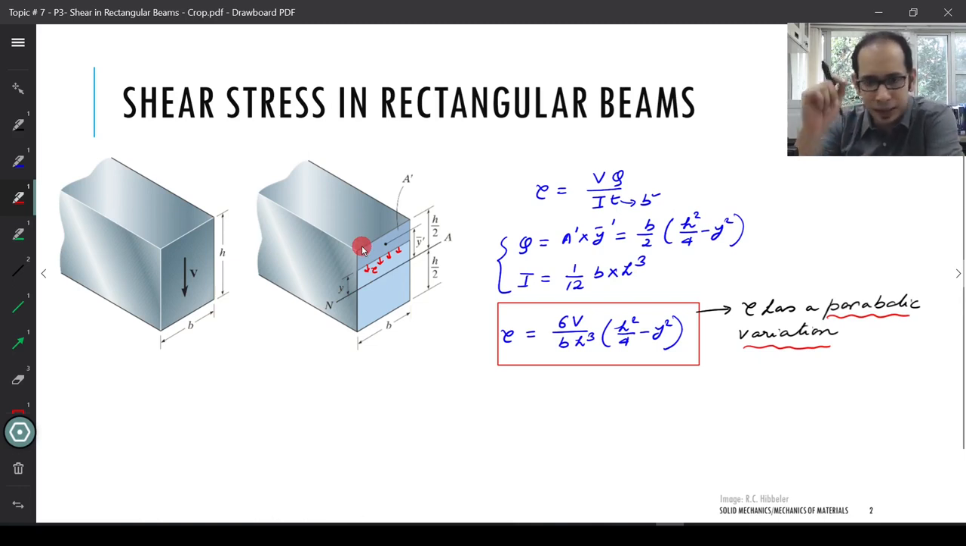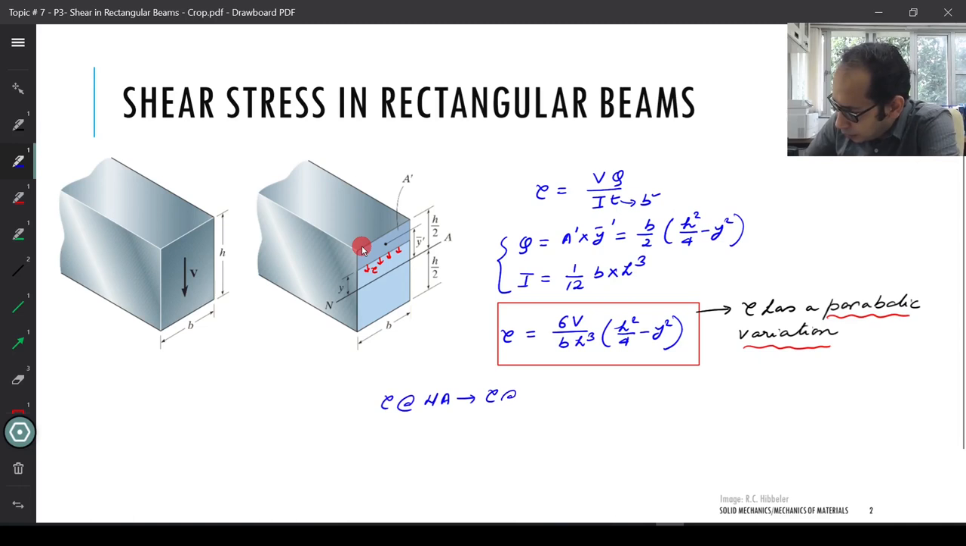First, when you calculate at the neutral axis, that means tau at y equals 0. If you substitute y equals 0 in this expression, this term goes for a toss, your h squared and this h cubed cancel out. You have an h here, and 6 divided by 4 becomes 1.5, or 3 over 2. So you will get tau equals 1.5 times V divided by b times h, which can be further simplified to 1.5 times V divided by A.